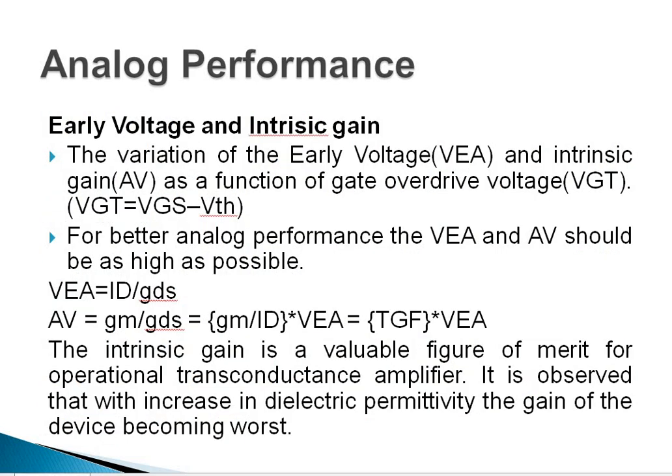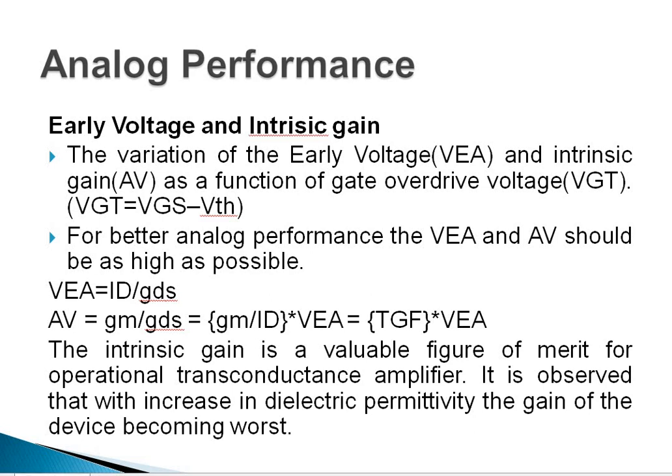The next analog performance parameters are early voltage and intrinsic gain. The variation of the early voltage VEA and the intrinsic gain AV as a function of gate overdrive voltage. What is the gate overdrive voltage? Gate overdrive voltage is equal to gate source voltage minus threshold voltage. It is called the overdrive voltage. For better analog performance, the early voltage and intrinsic gain should be as high as possible.